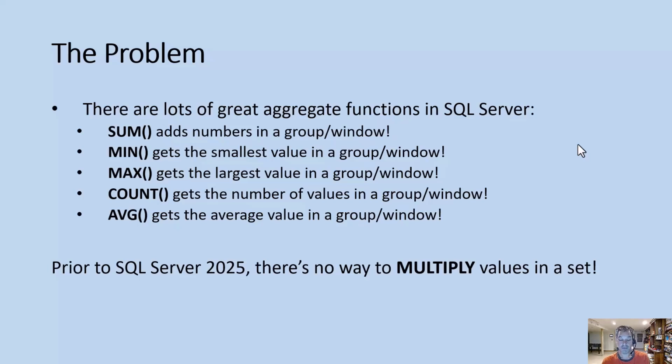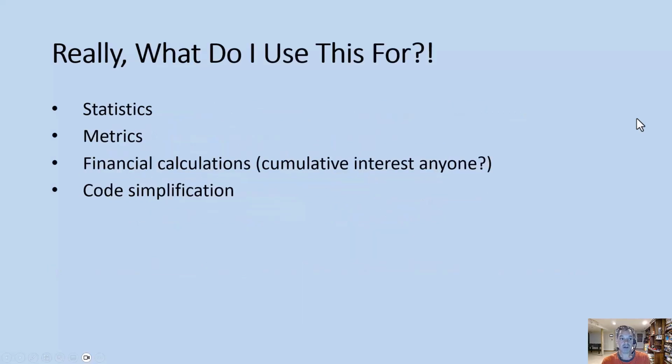You may not have ever thought of this before, or maybe you've run into this problem and it resulted in you writing some pretty icky code. At first glance, you may not be sure what this is for, but there are a lot of great uses for the ability to multiply as part of an aggregate function. The big ones are financial calculations and stats. If you ever want to do metrics calculations over time, percentages, or interest, all of those require multiplying lots and lots of numbers.